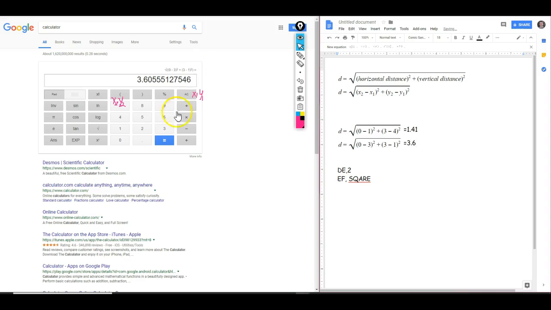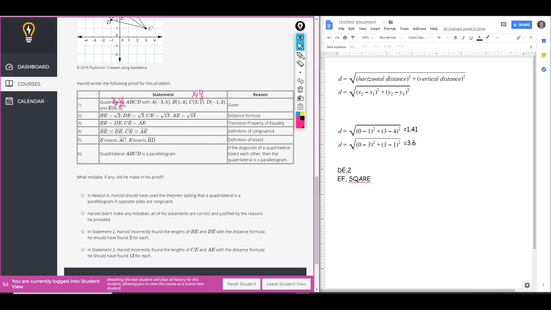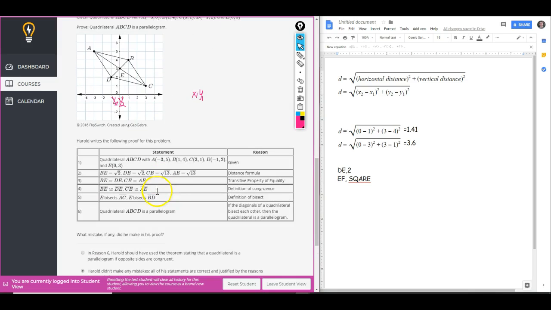Now how can we check to see if it equals the square root of 13? Well, we just type in square root of 13. It comes out to be the same number, so that is correct. So Harold didn't make any mistakes at all. He wasn't using that opposite sides were congruent. He was using that diagonals bisect each other. So E bisects segment AC and E bisects segment BD. That is how he was finding that out. So everything's good with that one, and I hope that helps.